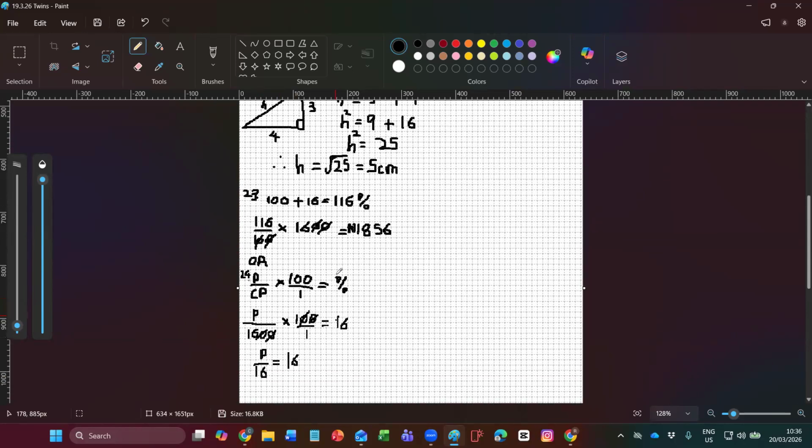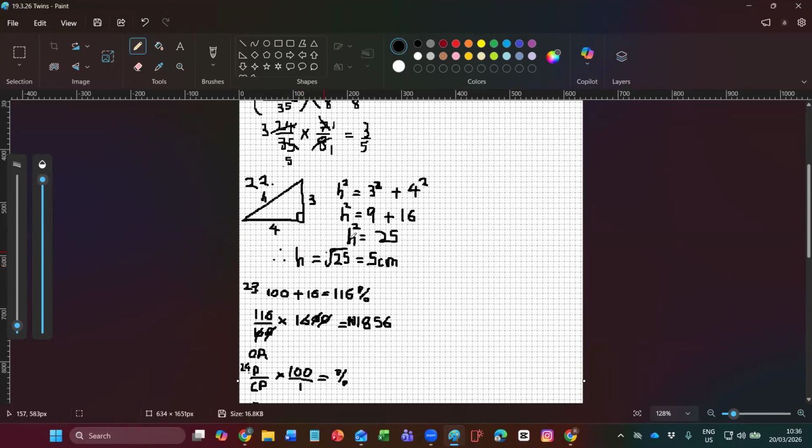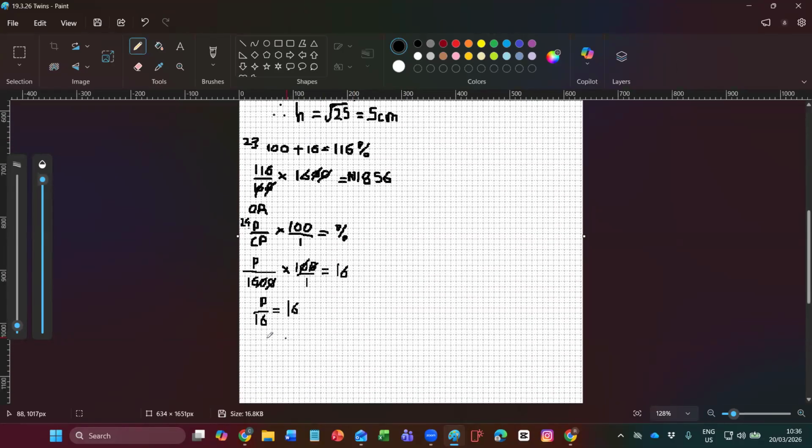Now, if I quickly go back to number 22, when we found 8 squared equals 25, what's the opposite of square? Is it not square root? Yes, sir. Good. So always remember, think in opposite. So our P will be equal to what? 16 times 16. That's what we get by multiplying both sides by 16. 16 by 16 is what? 256. So the profit is 256.